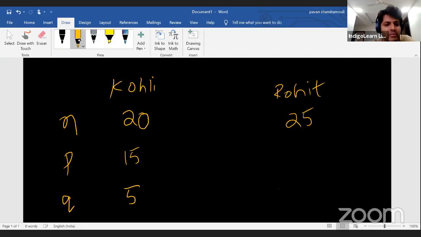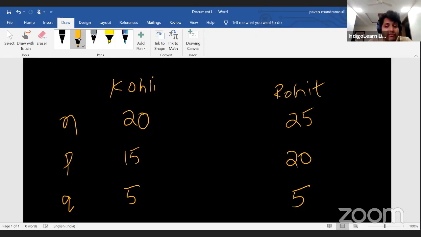So out of the 20 matches that Kohli has played before the final that we are discussing now, in 15 matches he scored a century. In 5 matches, he did not score a century. Similarly, Rohit Sharma has played 25 finals representing India. In those 25, he scored a century on 20 occasions and he did not score a century on 5 occasions. You can see that both these cricketers seem to be doing really well.